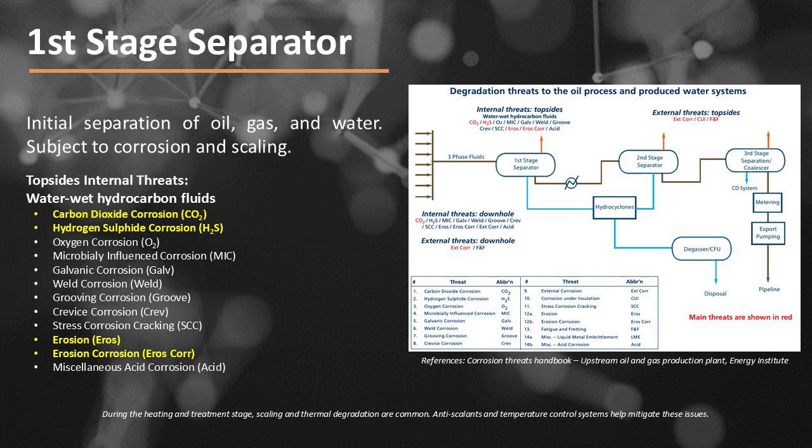Number 2 is carbon dioxide corrosion, or CO2. CO2 dissolves in water to form carbonic acid, which is corrosive to carbon steel. This is a common threat in topside piping and vessels handling wet gas or condensate streams.